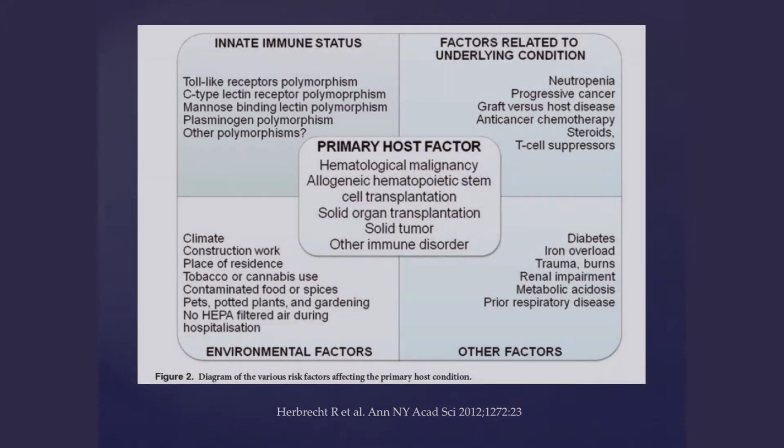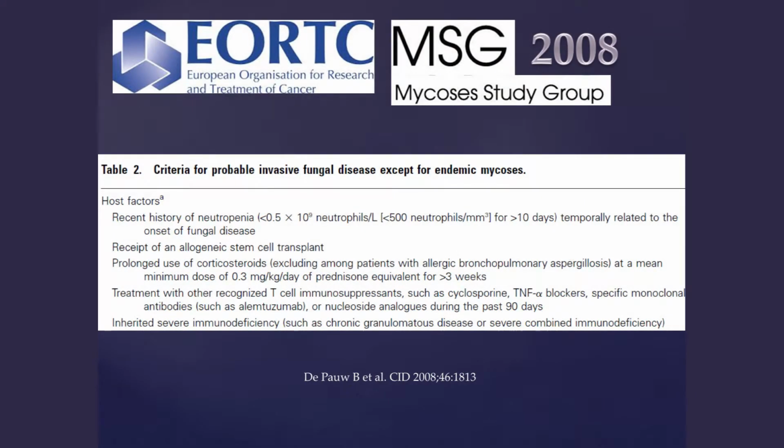And indeed, the EORTC MSG guideline also avoids the use of the term risk factor, preferring instead to use the term host factor, meaning that you have to look at the type of host when you decide whether or not this person is at risk of developing aspergillosis. And here, slightly different from Raoul Herbrecht, they define this host at risk as being someone who's been neutropenic for a certain duration, who's been taking steroids at a certain dose for a certain duration, and who's been on some sort of T-cell immunosuppressant.